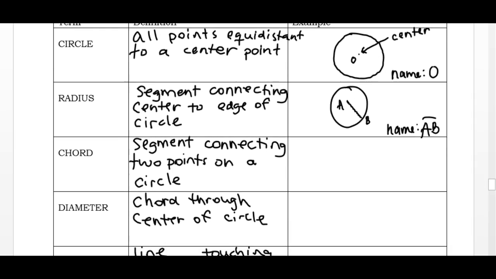A chord is a segment connecting 2 points on a circle. So I'll put a point here, call that point D. Put a point here, call that point E. The name of this chord would be chord DE.